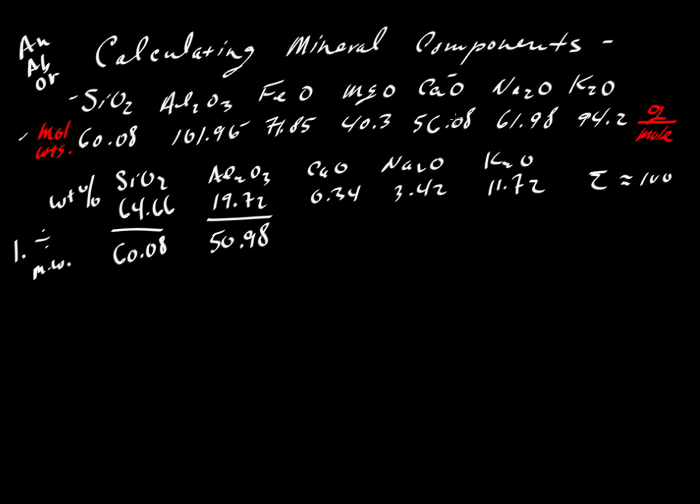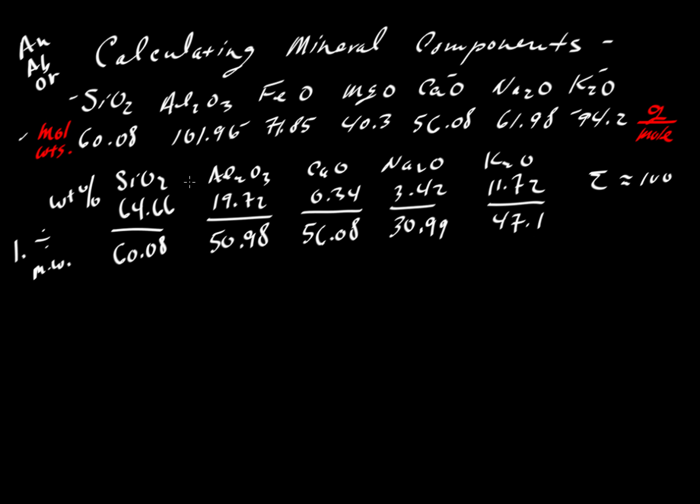For calcium oxide, I've just got one calcium per CaO molecule, so I can just use this, 56.08. But for sodium, Na2O gives me twice the number of sodium atoms that I really want. I just want to count individual sodium atoms, so I'm going to cut this in half, and we're going to divide Na2O by not 61.98, but half that amount, 30.99. And then we're going to do the same thing with K2O. We've got 2 potassium atoms there, so I'll take half the amount of 94.2, which is 47.1.